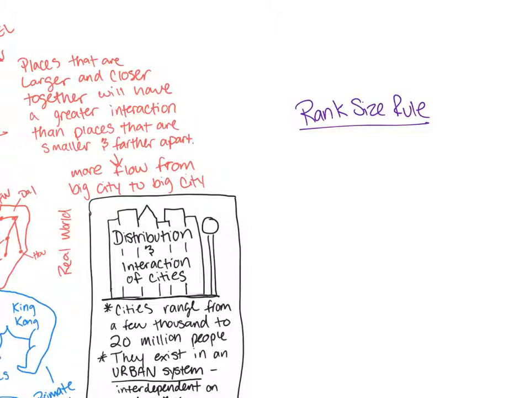Okay, so the nth, yes, the letter N, the nth largest city in a region will be 1/n the size of the largest city.